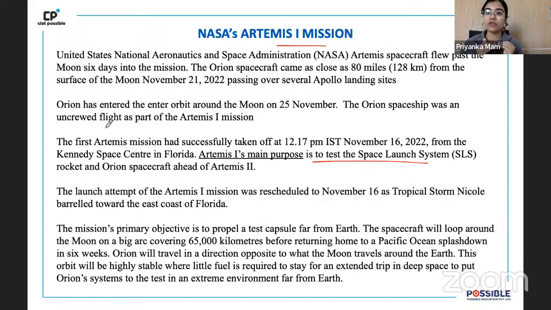Ab kya hai, they had a few hiccups in the beginning. What happened? The launch attempt had to be rescheduled because of many reasons. Prime amongst those reasons was the tropical storm Nicole that barreled towards the east coast of Florida.